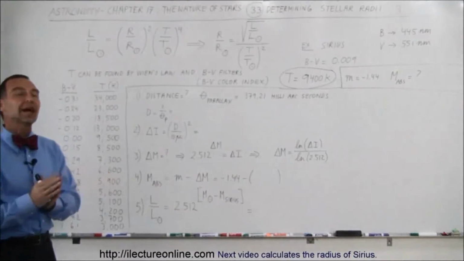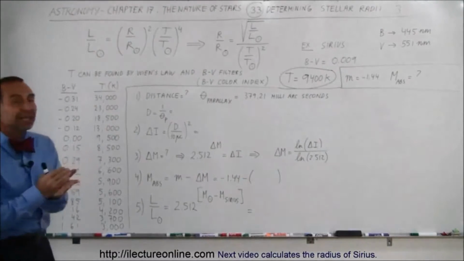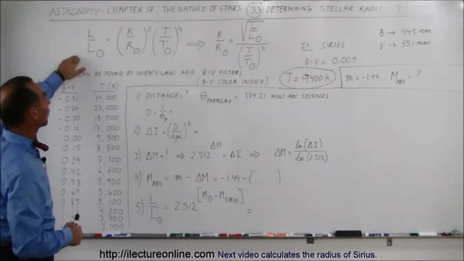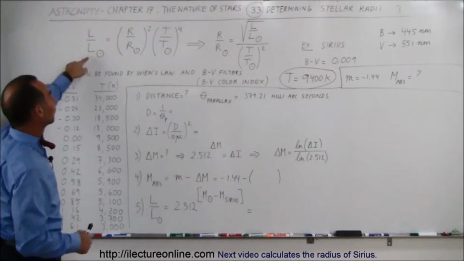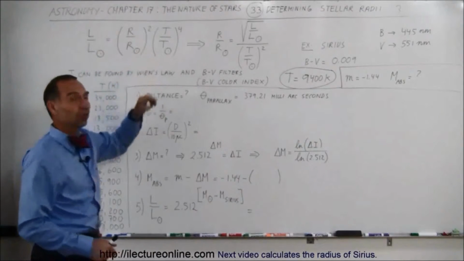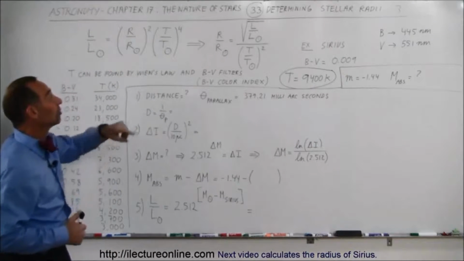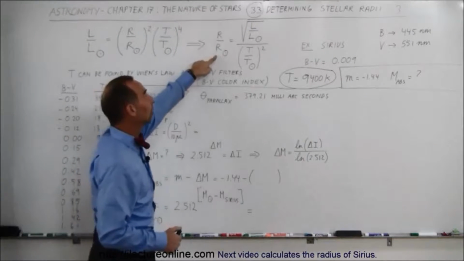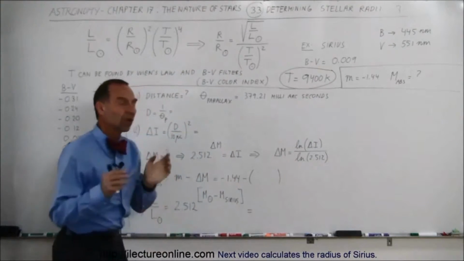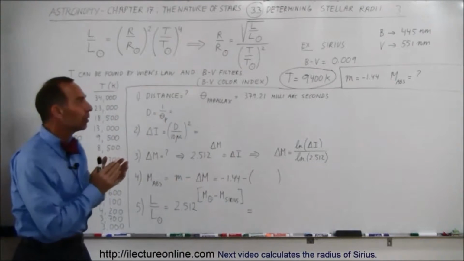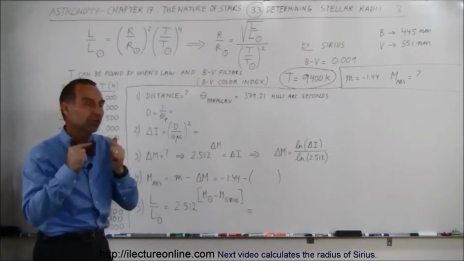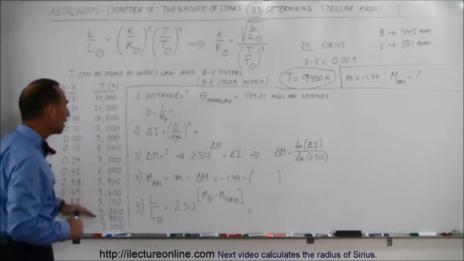Okay, welcome to our lecture online. Here we were in the process of determining the radius of a star. We can take Stefan-Boltzmann's law and convert it so that we can calculate the luminosity in terms of the radius and the temperature, or rearrange the equation and calculate the radius of a star in terms of the luminosity and the temperature. In the previous video, we saw how a blue filter and a visible light filter combine to give the surface temperature of a star, which we read off the table.